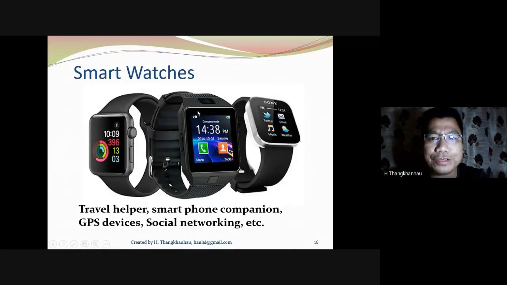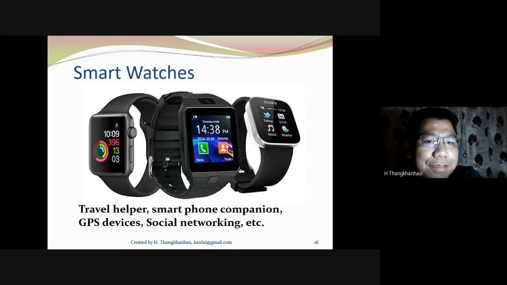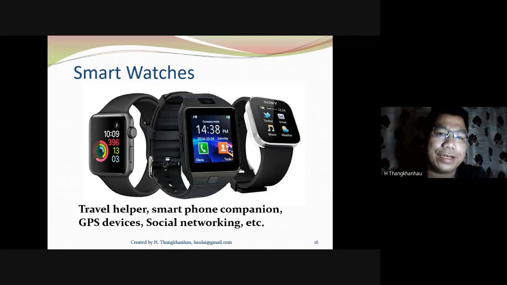I think I don't need to speak about smartwatch. Some of you may also use it. Smartwatch helps us in many ways. It is a companion of our phone and GPS device. We can even send messages. We can chat with our friends using our smartwatch.